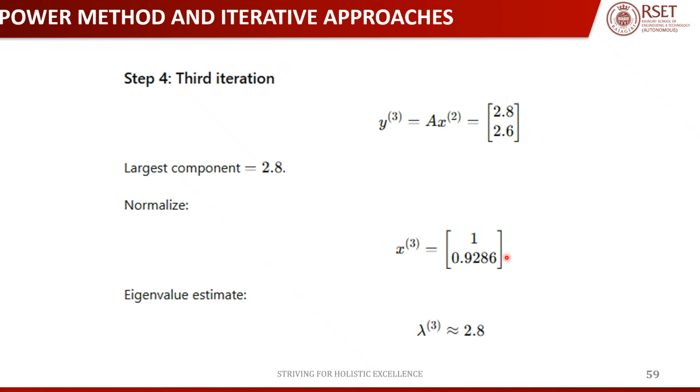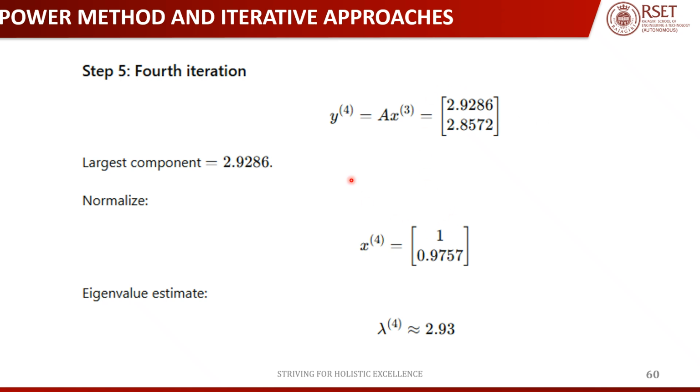Now you can see the pattern. x1, x2, x3 all had 1 in the first place and 0.9-something in the second place, right? So it's approaching 1 comma 1. x1, x2, x3, it is approaching 1 comma 1. So let's see the fourth iteration also, what happens there.